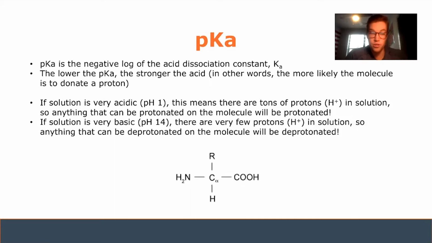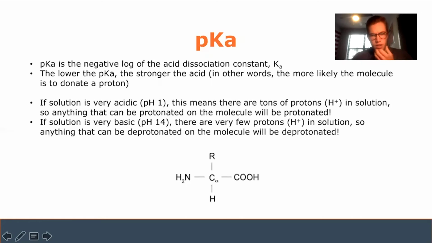So if a solution is very acidic with a pH of 1, for example, this means that there are tons and tons of protons in the solution. So anything that can be protonated, anything that can take on a proton, will do so, almost to neutralize the solution, because there's tons and tons of protons. And vice versa, if a solution is very basic, there are very few protons in solution, so anything that can be deprotonated, or can donate or lose a proton, will do so.